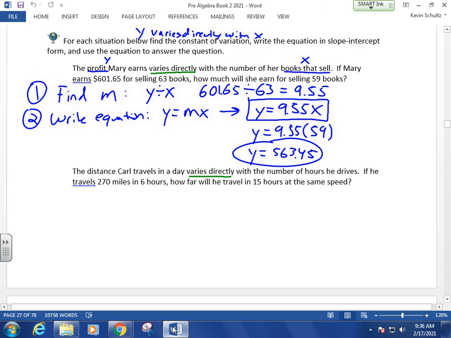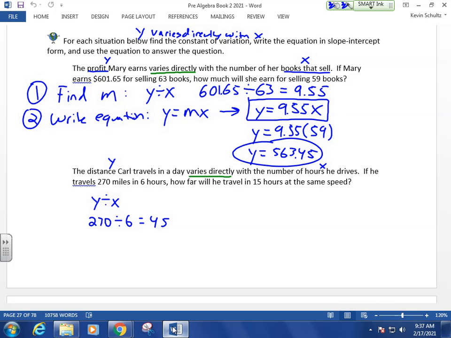All right, and we are back. We found the answer to this. Ended up being 675 miles. The distance, y, varies directly with the number of hours, x. So if he travels 270 miles in 6 hours, we first took that y divided by x, that 270 divided by 6, and that gave us 45. Okay? And what that 45 represents is the number of miles driven every single hour. Okay? So we wrote our equation, which was y equals mx, but m we replaced with 45, because that's the value that we found there.